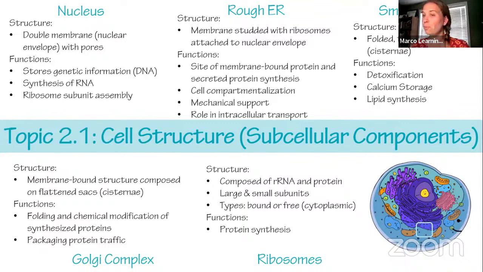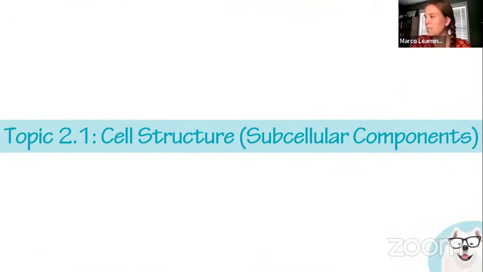There are two different types: bound ribosomes and free ribosomes. Bound ribosomes are attached to the rough ER membrane. Free ribosomes are ones that are just hanging out in the cytosol. Now, it's important to understand that all ribosomes start out being free ribosomes. Once they get a signal, they then move to the membrane to continue their process of translation at the membrane. But they do all start out being free. And they function in protein synthesis.